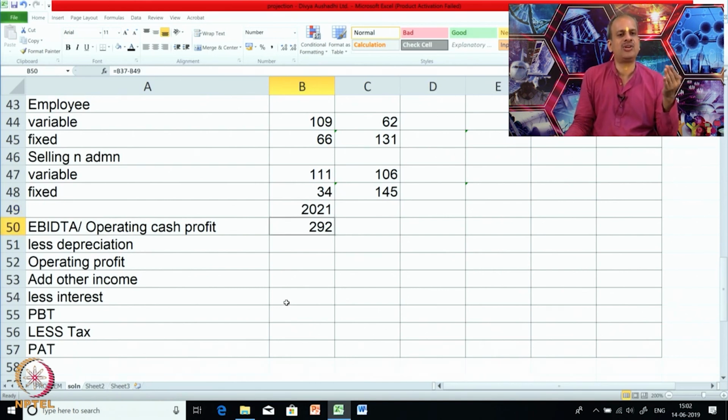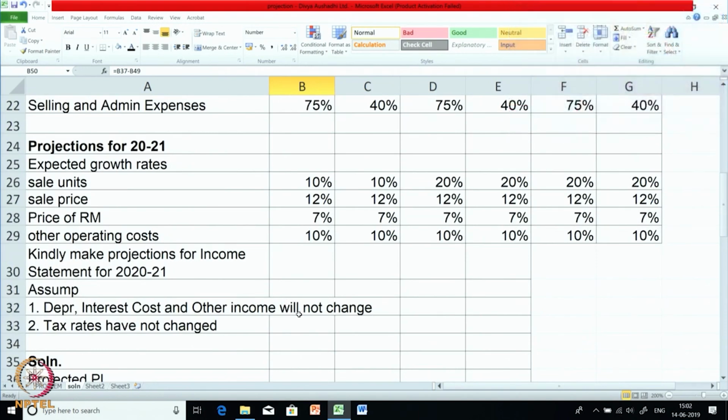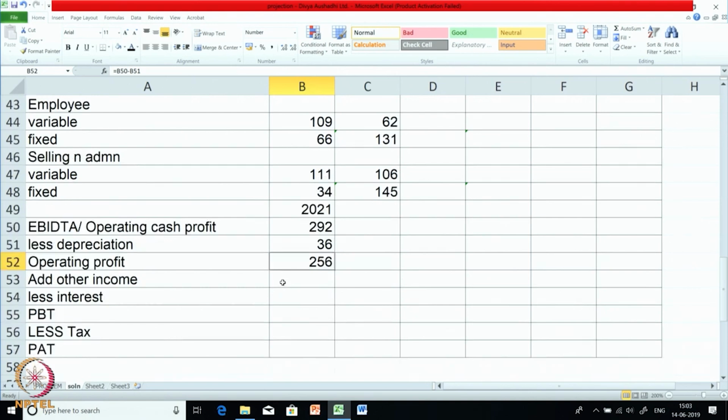We call it cash profit because we have not considered depreciation, we have also not considered other income. If you go up, there was a clear assumption that depreciation, interest and other income will not change. So now charge depreciation same as last year. Now you get operating profit, which is 256. Take other income 41, less interest 26, profit before tax is 271.